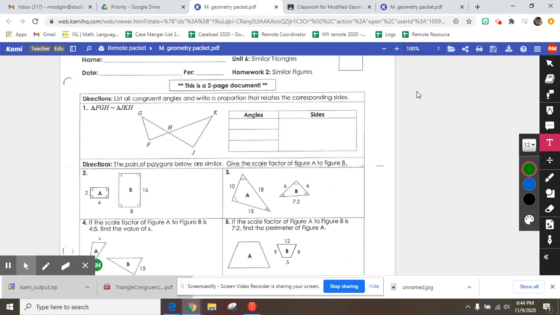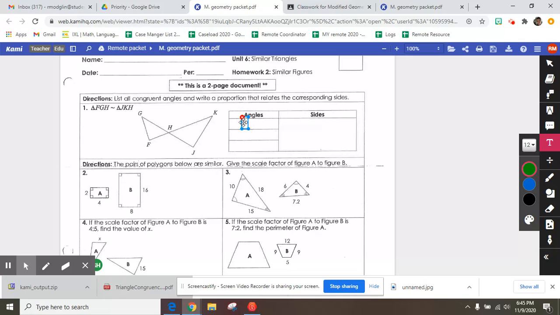All right, so what we're looking at is similar figures, and we're trying to figure out which parts from this triangle are similar to the ones on this triangle. So we are going to look at the way that they wrote it, FGH, and then triangle JKH. And the placement of the letters does matter. So F is the first letter, meaning that it is similar to J, the first letter here.